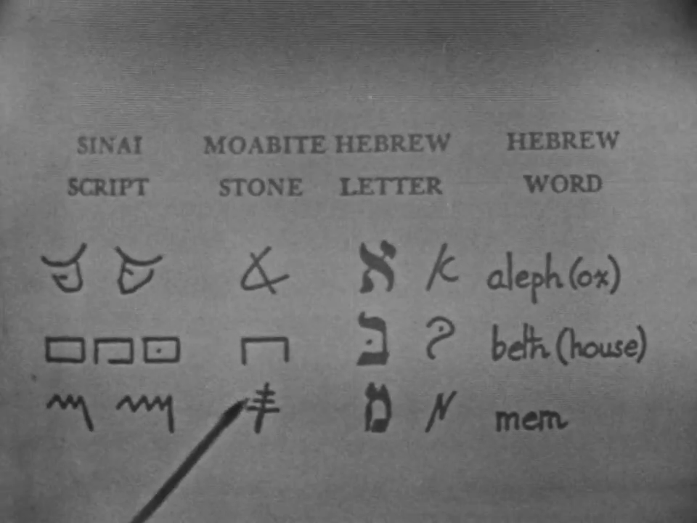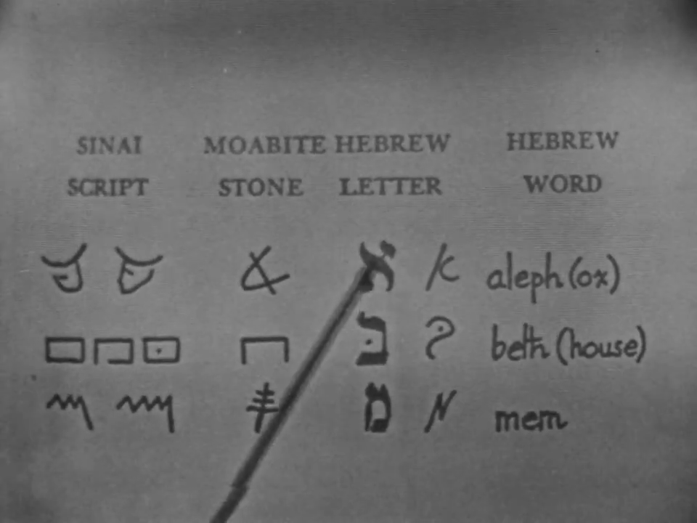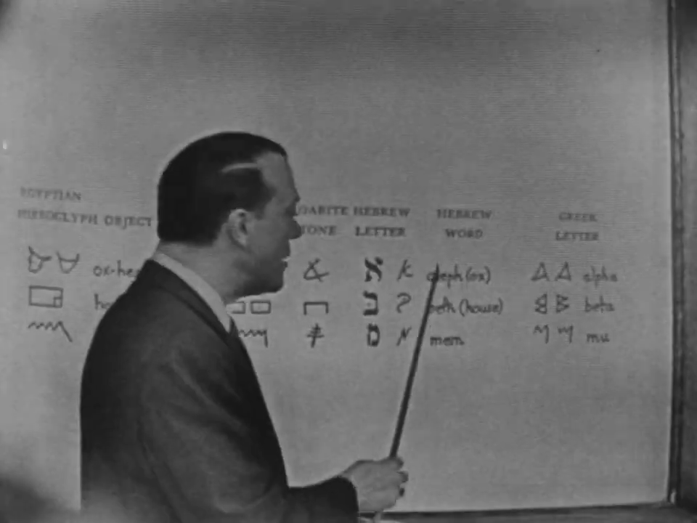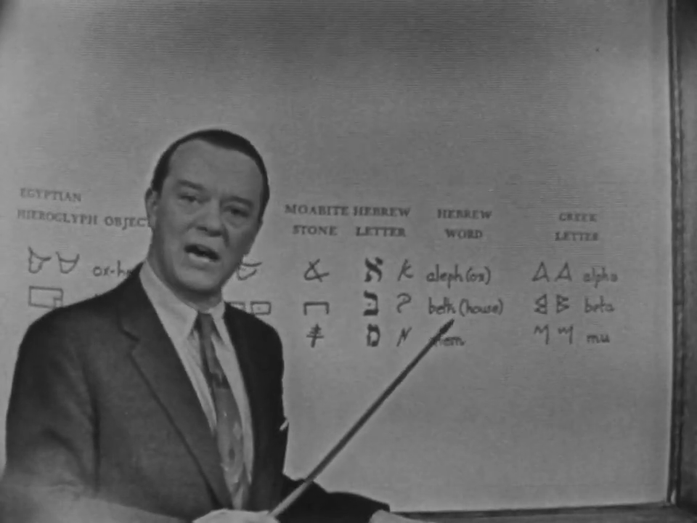Here is the house symbol, and here's what they did with water. Here are the Hebrew letters that came from these. This is these printed, of course, and this the written. Now, in the Semitic languages, this particular symbol stood for the consonant sound in the word aleph, ox, aleph.